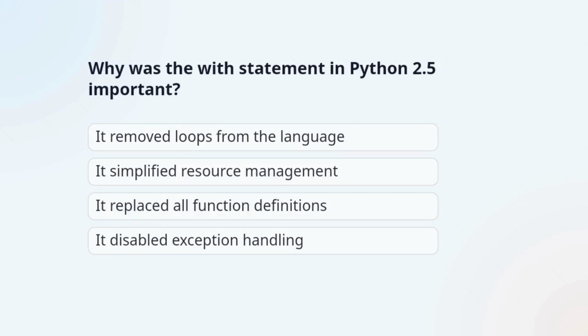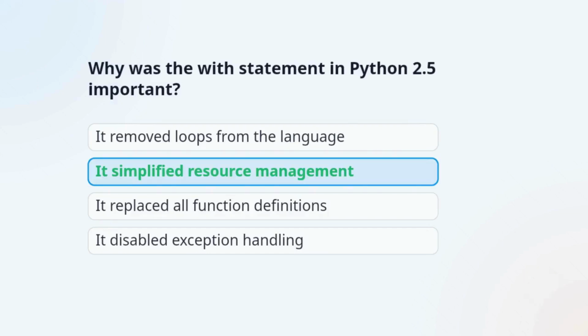Question 3. Why was the with statement in Python 2.5 important? The correct answer is it simplified resource management. The with statement works with context managers, helping safely open files, acquire locks, and release resources automatically.